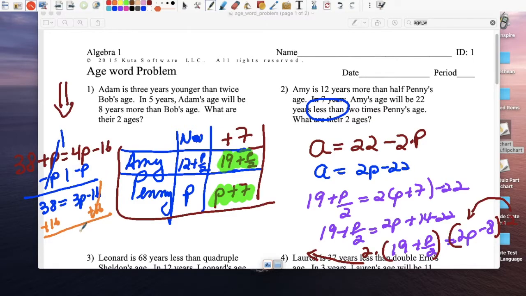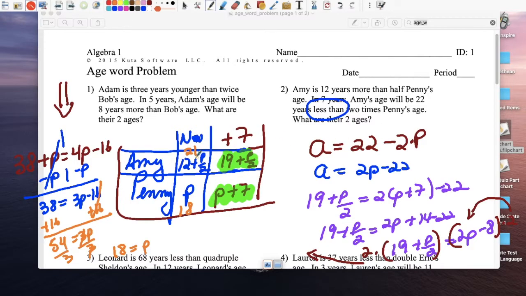Those 16s go away. I'm left with 3P on the right side. And then 38 plus 16 is 54. If I divide both sides by 3, I isolate my variable. My P is all by itself. And 54 divided by 3 is 18. So Penny apparently is 18 years old. So I'm going to write 18 here. And then on top, it's 12 plus 18 divided by 2, right? We replace P with 18. So 18 divided by 2 is 9. And 9 plus 12, that makes Amy 21 years of age today.